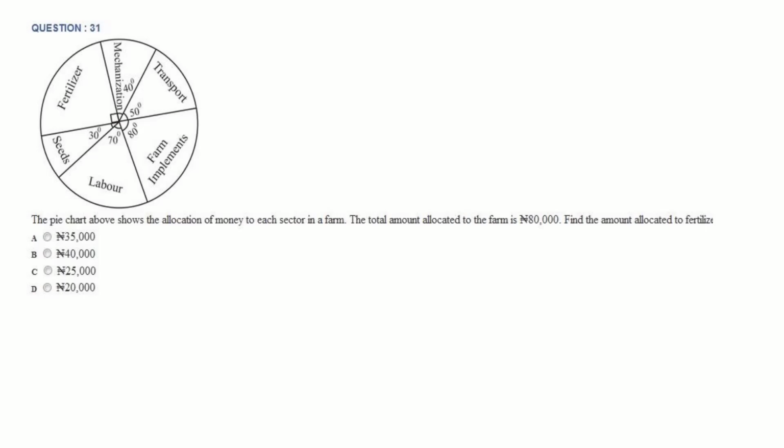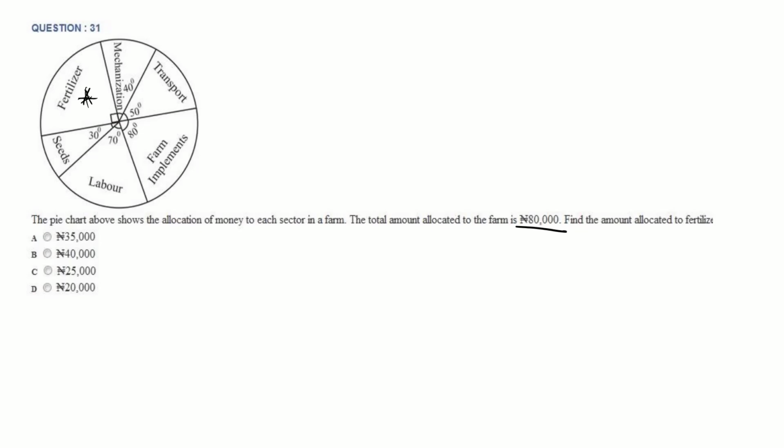This is a question from data representation and also joined with ratios and proportion. The pie chart above shows the allocation of money to each sector in a farm. The total amount allocated to the farm is 80,000 naira. Find the amount allocated to fertilizer. If you look at this pie chart very well, this is where fertilizer is.